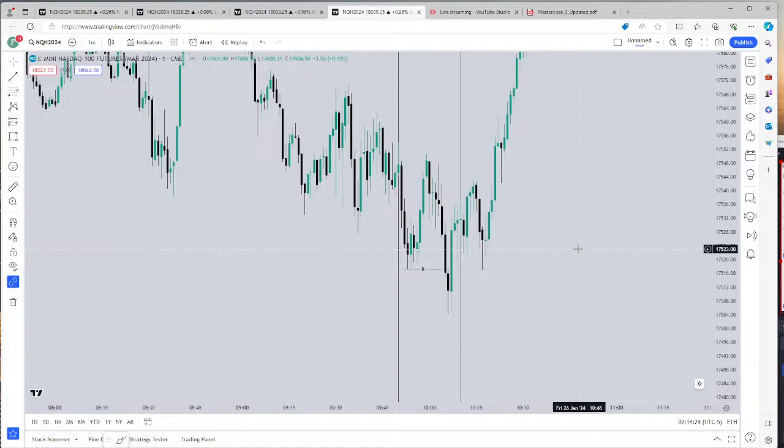But here's the thing: I implement PD arrays from the 2, the 3, the 4, the 5, the 15 on a 1 minute chart, and then execute on the 1 minute, if that makes sense. So yeah.